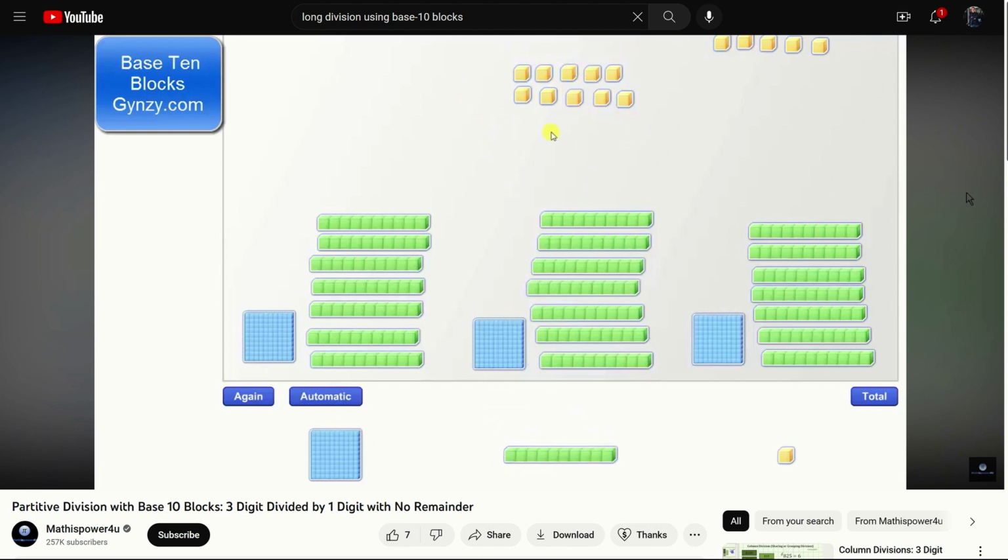Notice how we have a total of 10 plus 5 or 15 units, which we want to share equally among the three groups. And because 15 divided by 3 is equal to 5, we can share 5 units with each of the three groups.